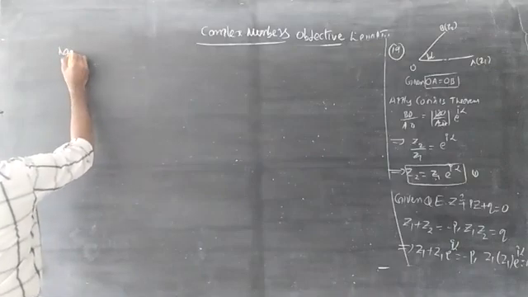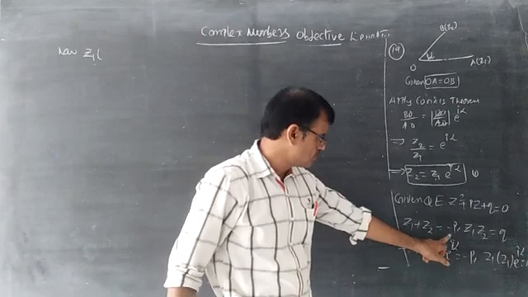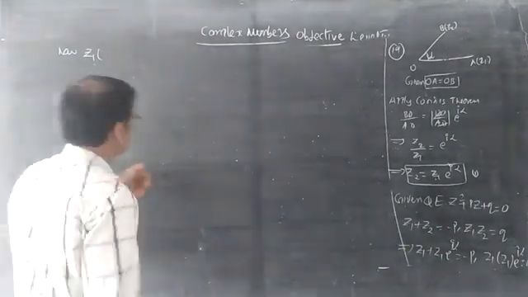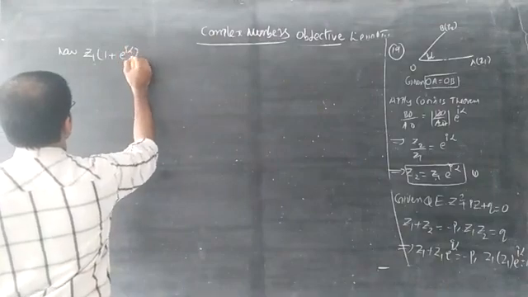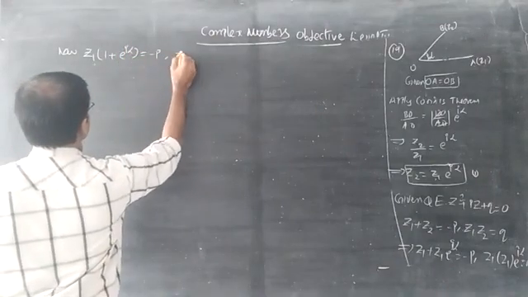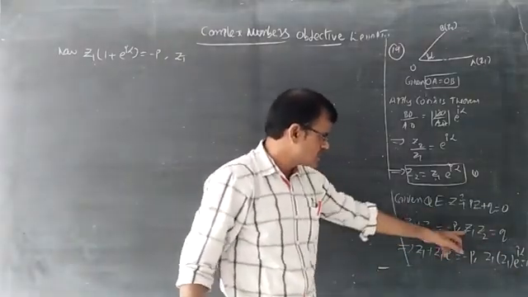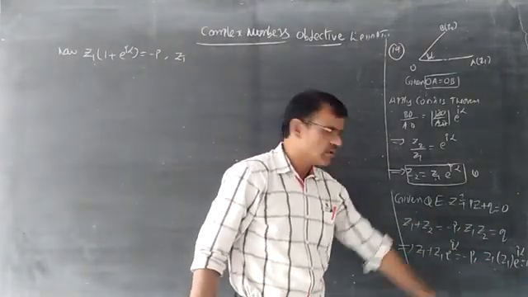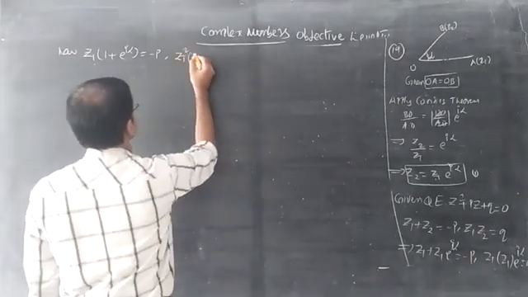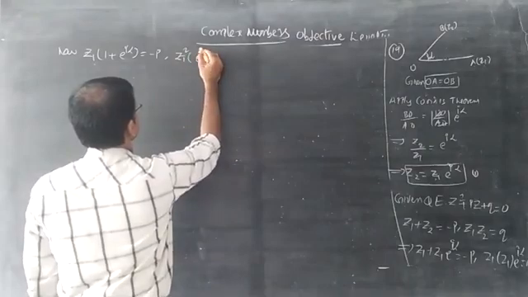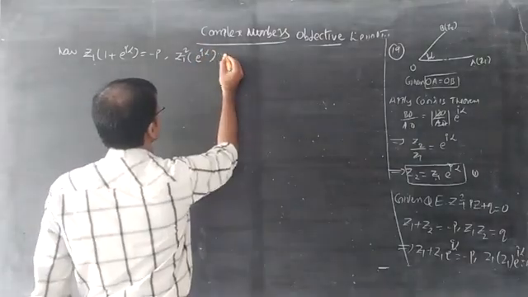Now apply the Z1 value here. Z1 take common: Z1 times 1 plus e power I alpha is equal to minus P. Comma, here we are getting Z1 into Z1. Instead of Z2 we substitute Z1 e power I alpha. So Z1 square e power I alpha is equal to Q.